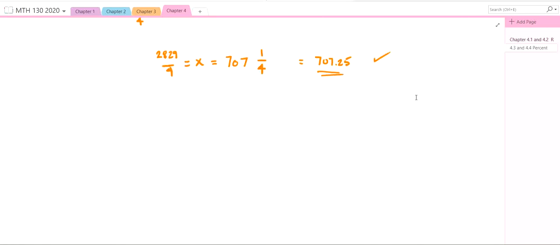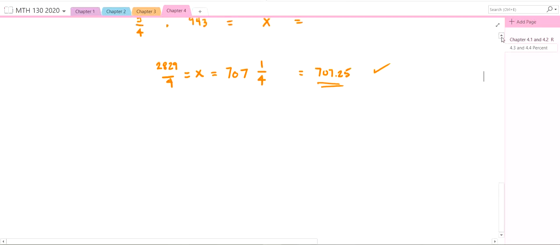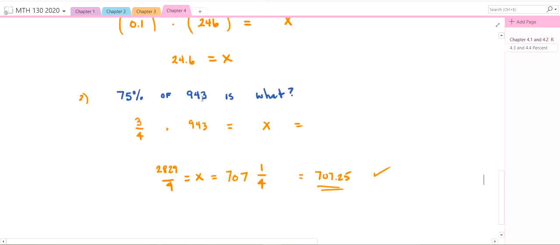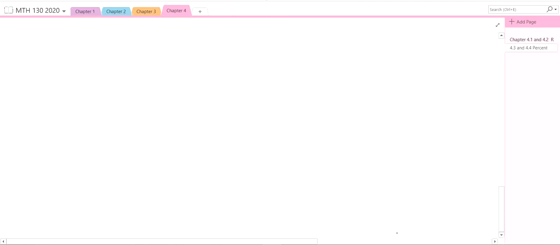Okay, one of the reasons I suggest you rewrite the problem in this sort of form here is because sometimes with these percent problems, it can be confusing whether you should multiply or divide things. And this is an easy way to set things up.